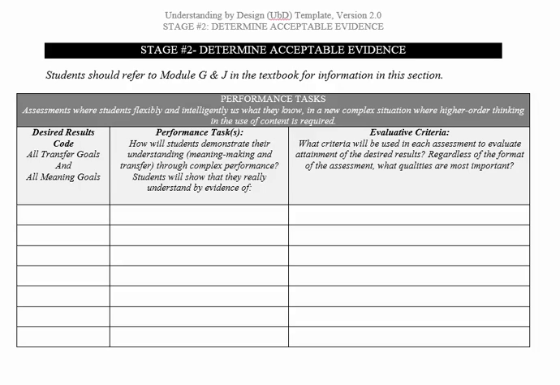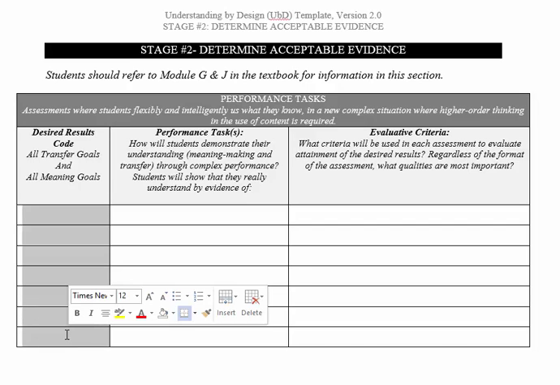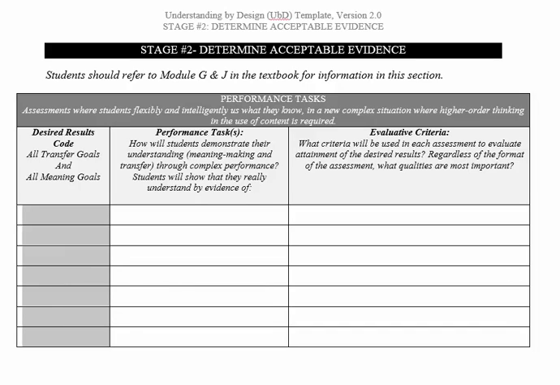The first table of Stage 2 is where you list performance tasks. These tasks provide evidence of deep and enduring understanding by the students. The performance task must be aligned with one or more of the desired results which you have already defined when completing Stage 1 of the UBD template. Place the appropriate code for the desired result in the far left column.